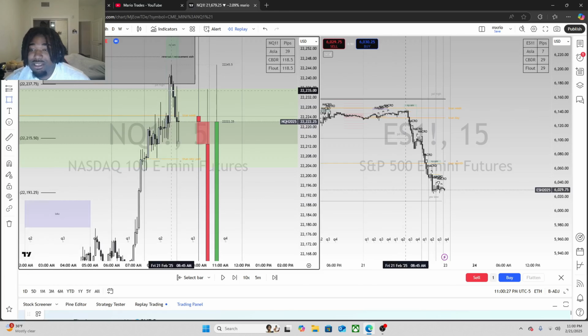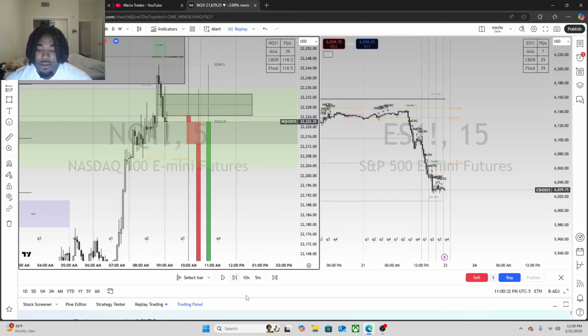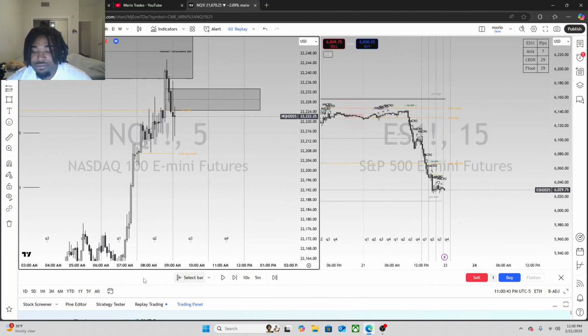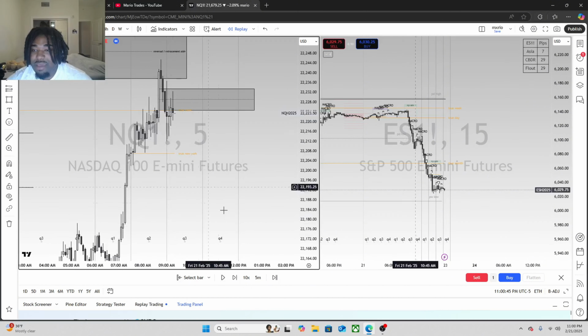and we come right back into this inversion. This is your first PD array for your entry. This is the first PD array for the entry, right? So let me turn off these indicators so y'all can see everything. First PD array for entry. We came back into the inversion.